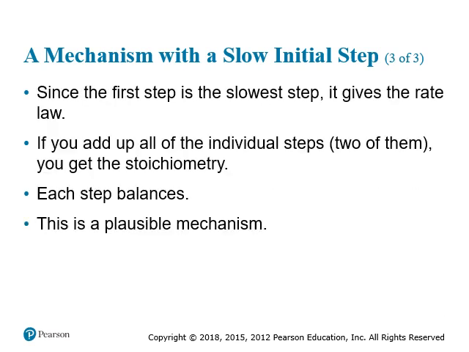If you add up all of the individual steps, or rather both of the individual steps, then you will get the overall stoichiometry of the reaction that we want to achieve. Each step balances out, the first step being the slowest step, so that gives us the rate law. This is indeed a plausible mechanism.